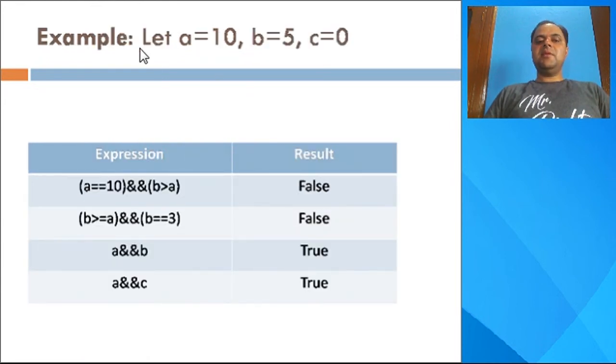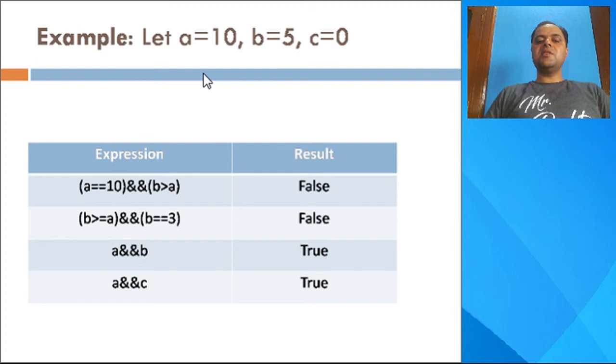Let's take an example. Let the value of A be 10, value of B be 5, and value of C be 0. A is equal to 10, so this condition is true. The second condition is B is greater than A, but this condition is false because B is 5 and A is 10. So true and false, the result will be false. Again, B is greater than A is false. Next is B is equal to 3, which is again false. False and false, the result will be false.